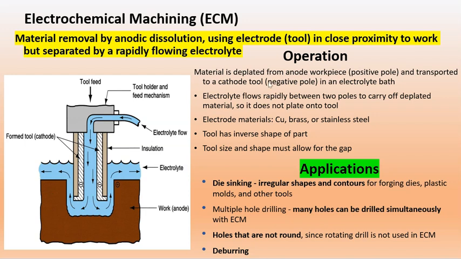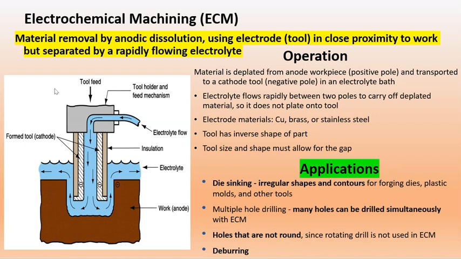And how it operates: material is depleted from the anode workpiece and transported to the cathode. Okay, so they have the iron go into the electrolyte. The electrode material must be copper, brass, or standard steel. And the tool has the inverse shape of the part. The application is for die sinking, irregular shapes and contours, for forging dies and plastic molds. And then many holes can be drilled simultaneously. And holes that are not round can be made using this process, and deburring.